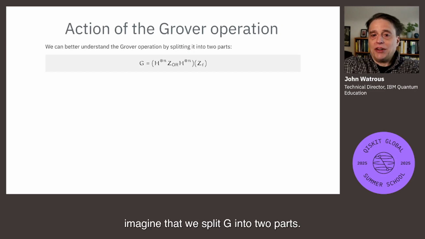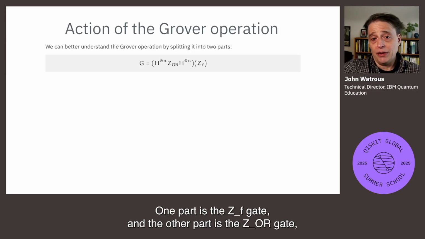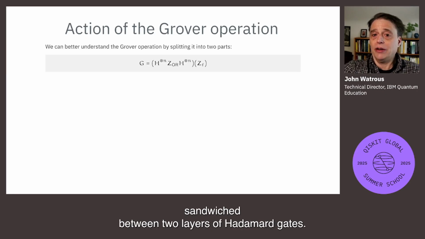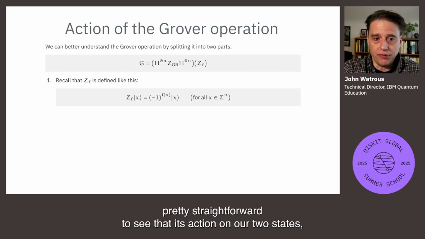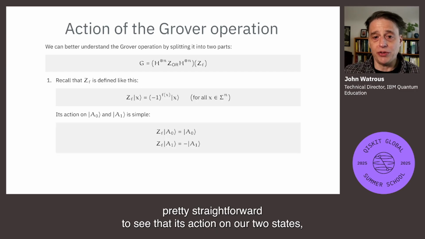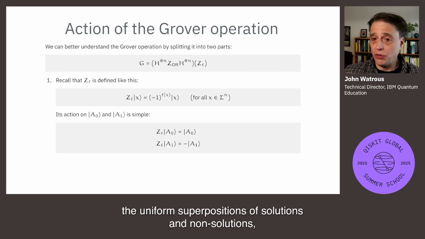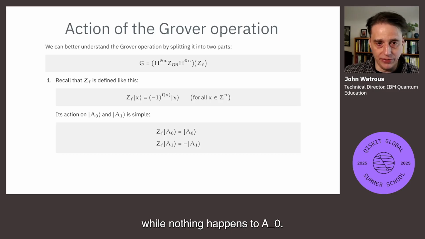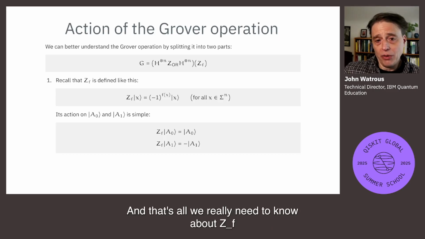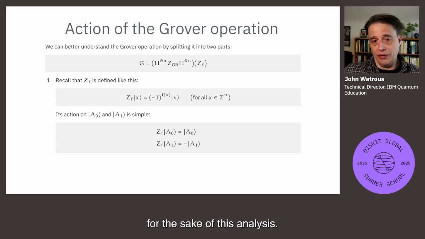It's helpful to imagine that we split G into two parts. One part is the ZF gate, and the other part is the Z-OR gate sandwiched between two layers of Hadamard gates. Here's the definition of ZF from before. And from that definition, it's pretty straightforward to see that its action on our two states, uniform superpositions of solutions and non-solutions, is simply to put a minus sign in front of ket A1, while nothing happens to ket A0. And that's all we really need to know about ZF for the sake of this analysis.